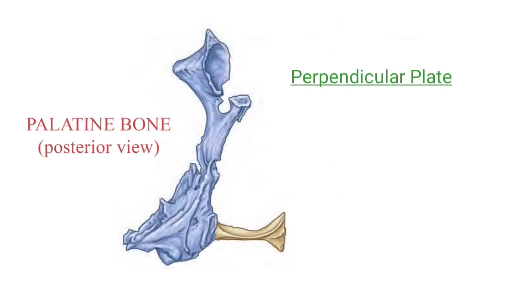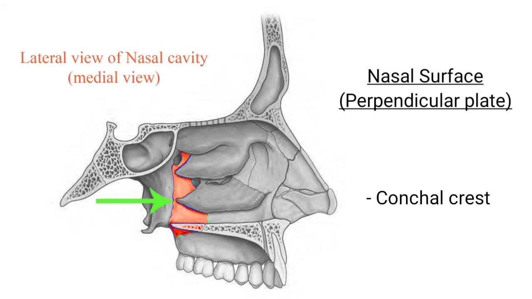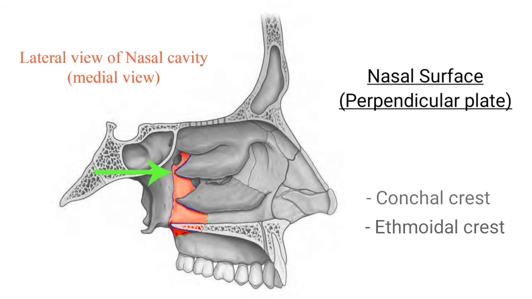The perpendicular plate. It is an oblong vertical plate and possesses two surfaces, nasal and maxillary, and four borders: anterior, posterior, superior and inferior. The nasal surface forms the lateral wall of nasal cavity just in front of the medial pterygoid plate. It is marked by two horizontal bony ridges, the conical crest below and the ethmoidal crest above.